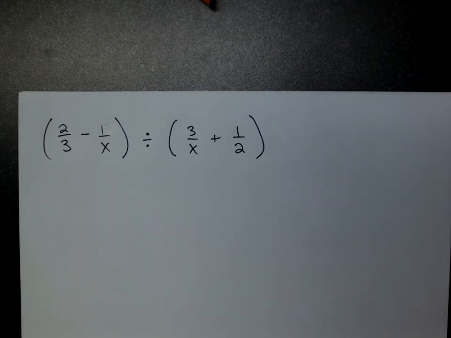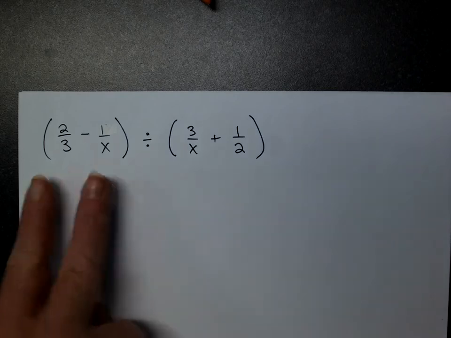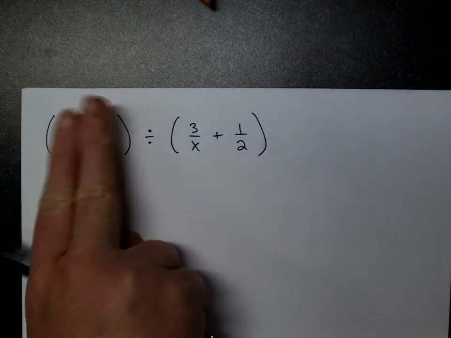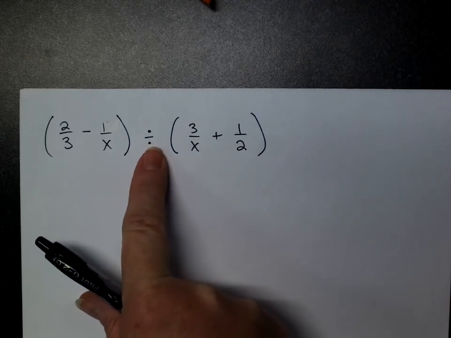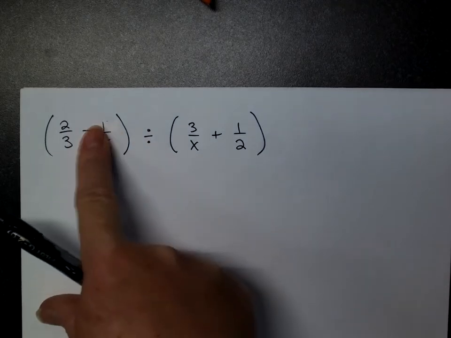When you mix up operations, you have to know what order to use your operations. Order of operations. Okay? PEMDAS. What comes first? Parentheses. We've got parentheses. You've got to clean up each parenthesis before you can deal with the division. You are not going to divide until this is cleaned up and that's cleaned up.